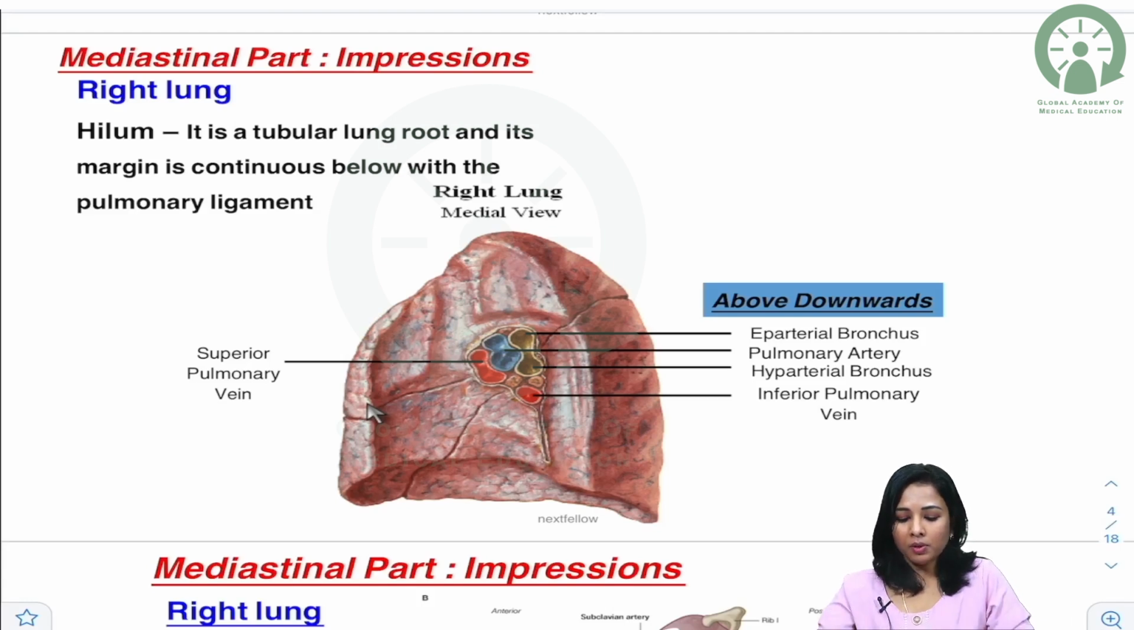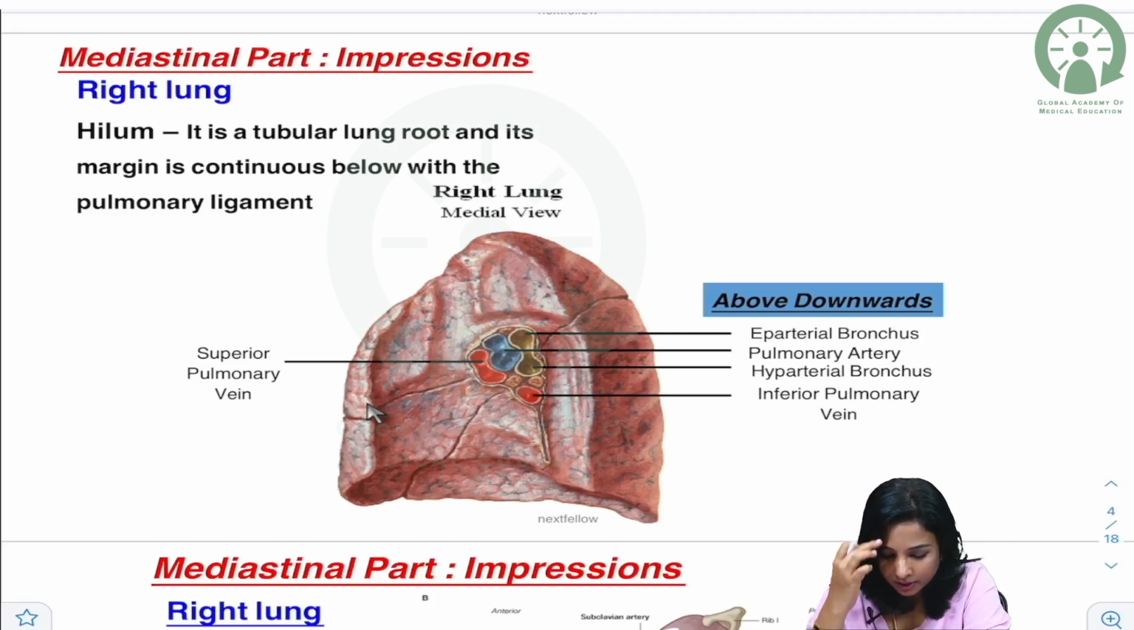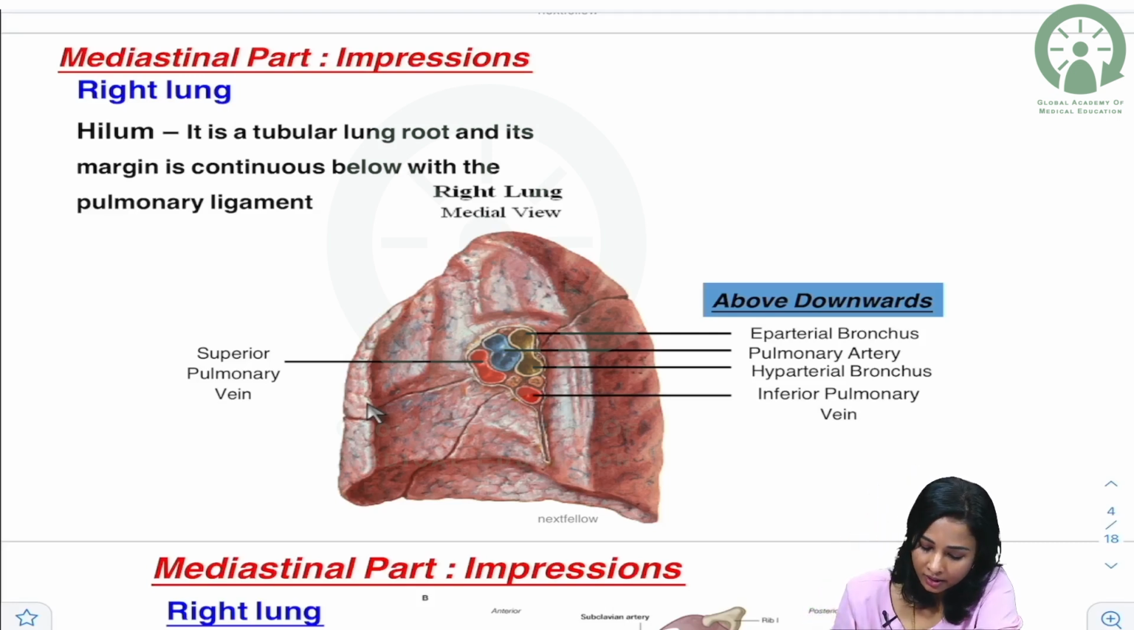So the mediastinal part impressions, this is very important. The right lung, we are seeing here the right lung mediastinal relations. So here is the hilum of the right lung. So the structures passing through the hilum of the right lung.